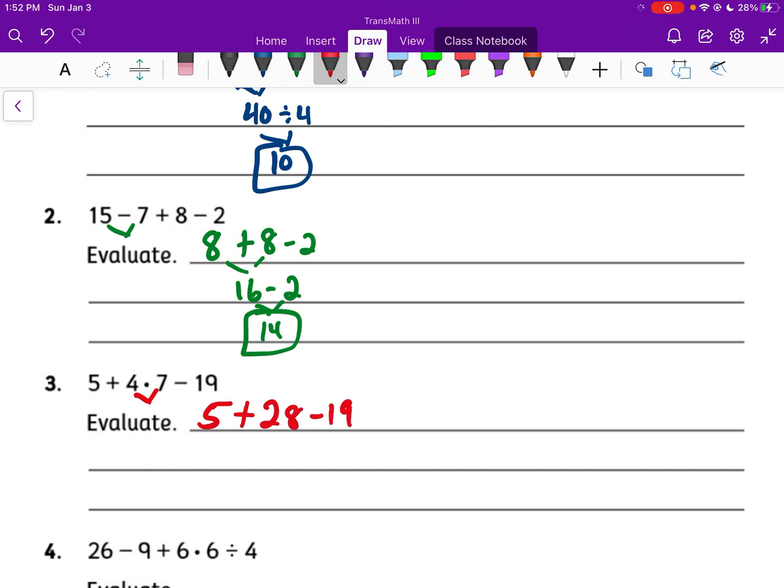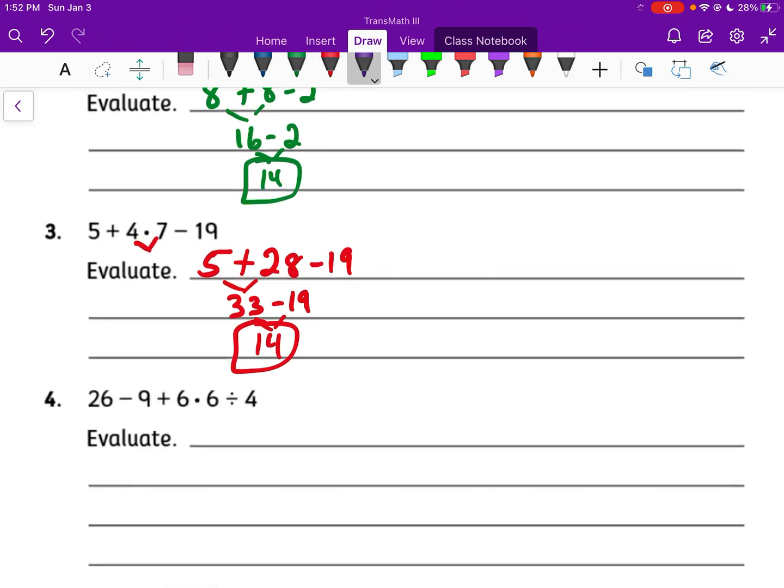Minus that 19. Now all that's left is adding and subtracting. So we will do the adding first, which will give us 33 minus that 19. Finally subtracting that, we will get 14. Okay, so 14 is what we should get when we evaluate that numeric expression.